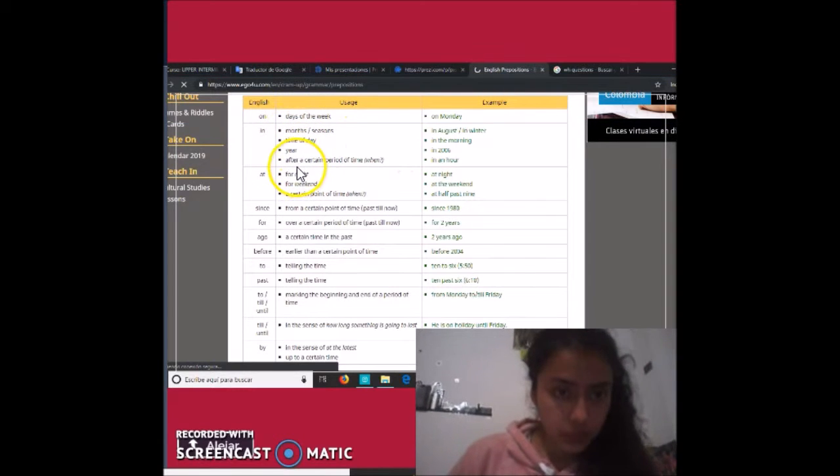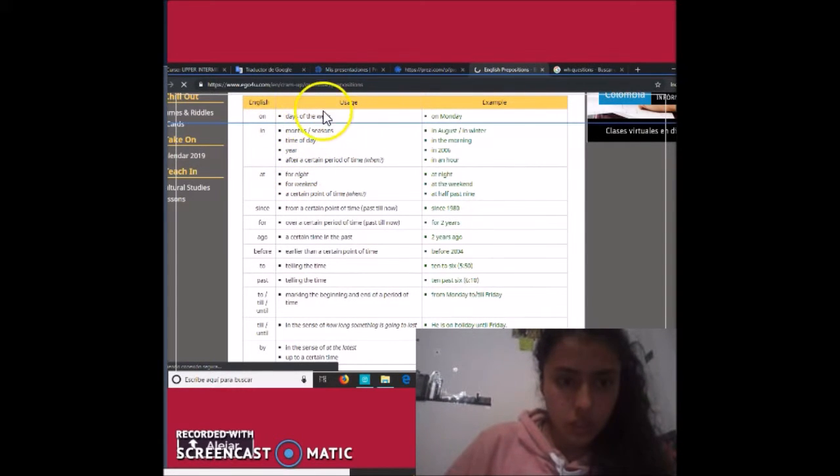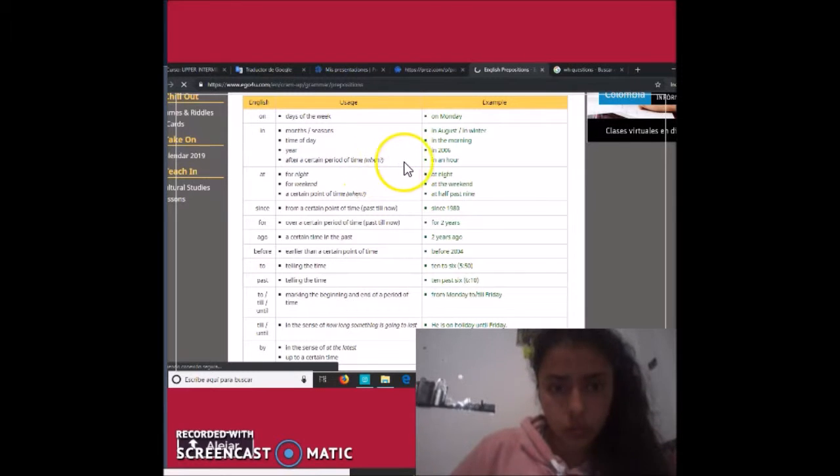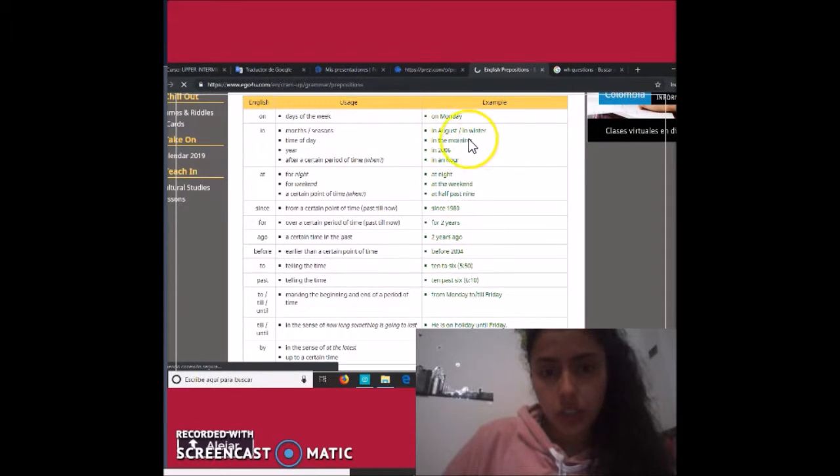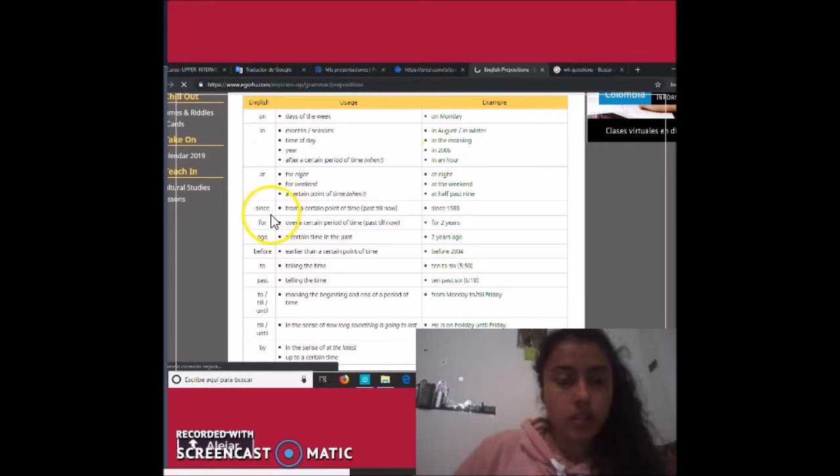Here we can see on usage: days of the week, on Monday; in: months, seasons, time of day, year, after a certain period of time. In the morning, in 2026, in an hour. Since, for, age, for 10 years, in.